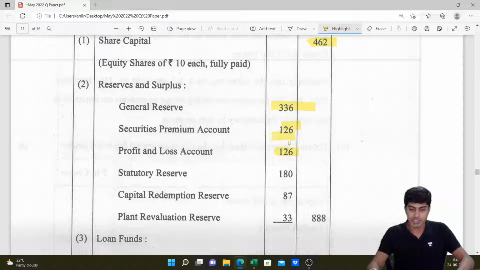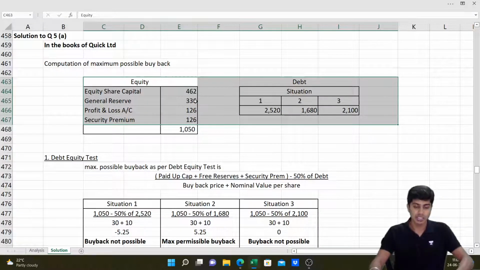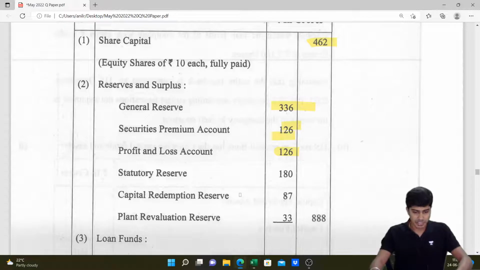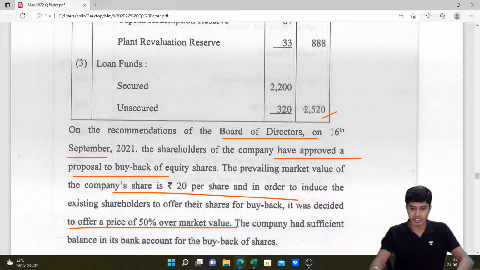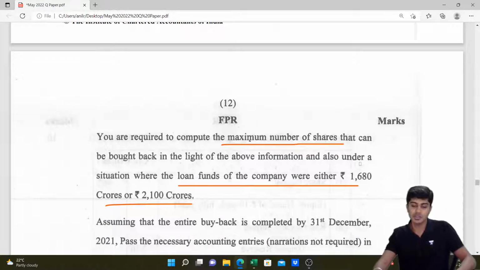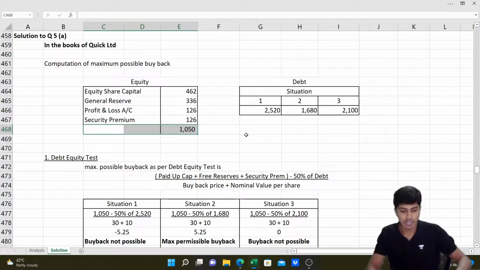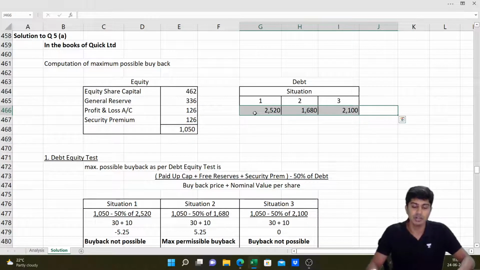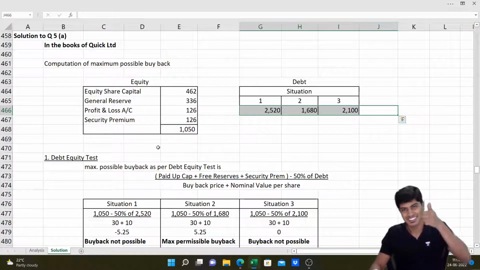So only 336, 126, 126. That gives us equity of 1050. Debt, as I mentioned, is 2520, which I previously suggested in case 1. And they want us to compute in two alternate scenarios wherein the debt is 1680 and 2100. So let me write that 1680 and 2100 are two other alternative scenarios.